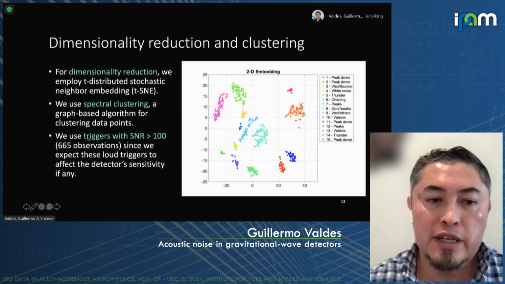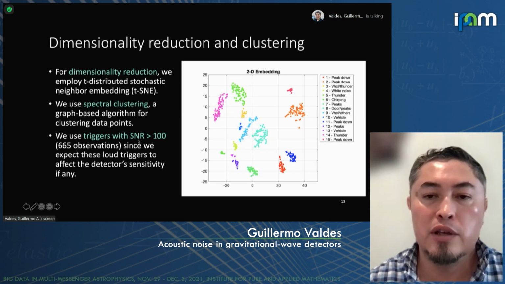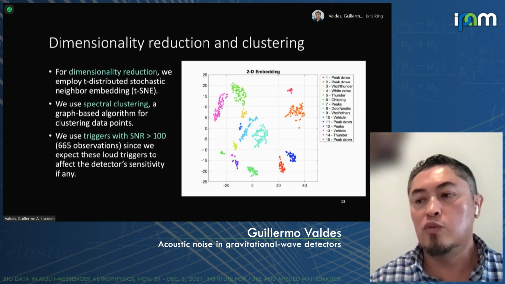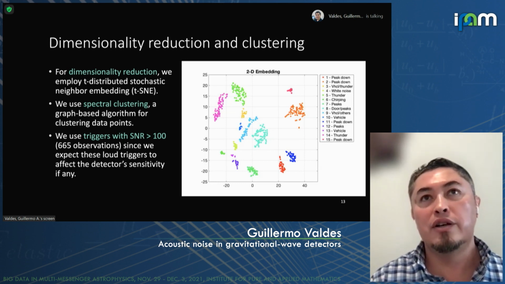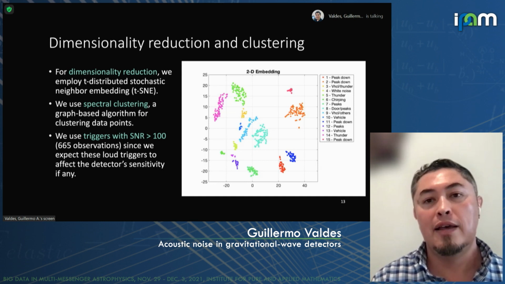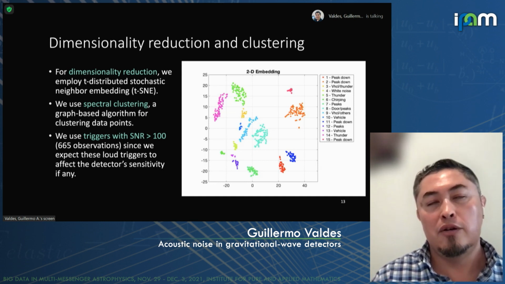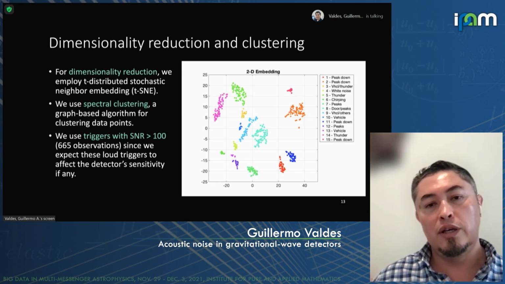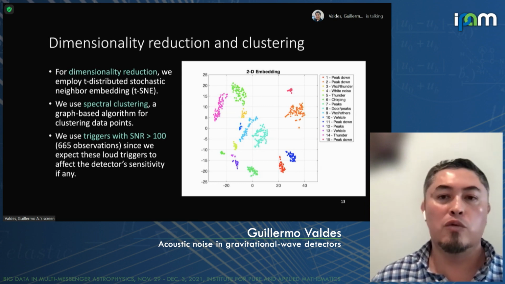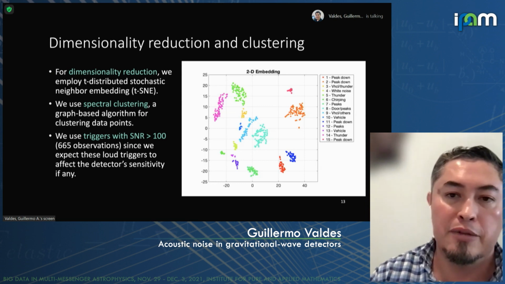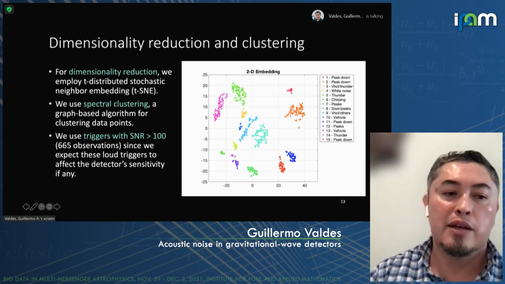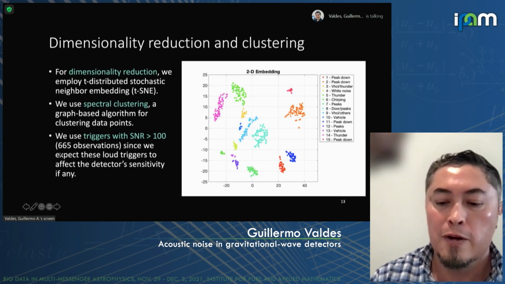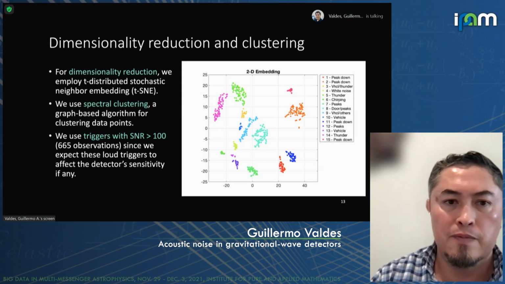And for this analysis, we use only triggers with signal to noise ratio higher than 100. Why? Because these are the triggers that we expect to have the highest effect, right? We are assuming that as the noise is louder, the ground motion will be higher, and that will produce more scattering, and therefore a higher effect on the gravitational wave channel. So in total, we have 665 observations for the LIGO Livingston Observatory.